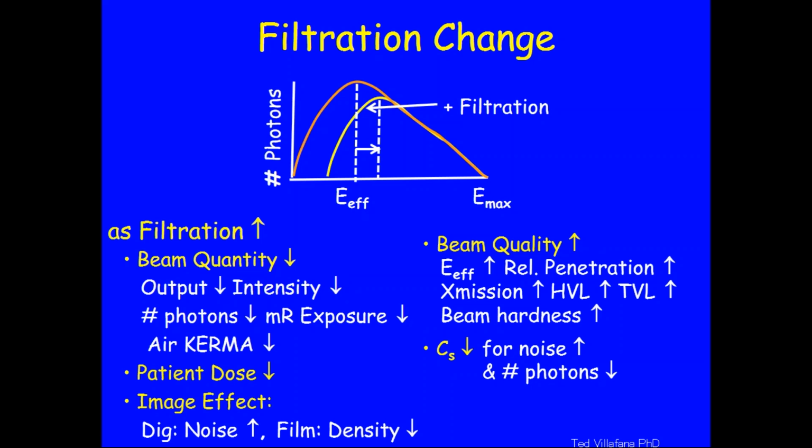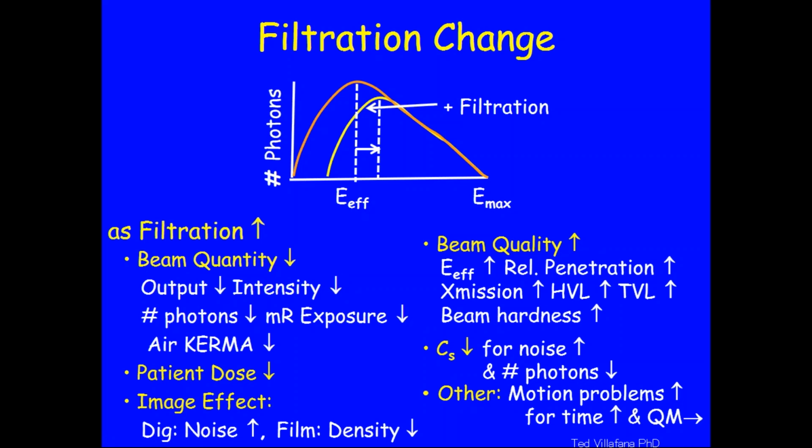And if subject contrast goes down, and because you have less radiation, you get more noise. As we've seen back at the image effect, more noise, because there are fewer photons.